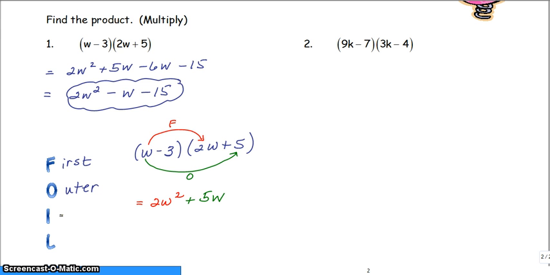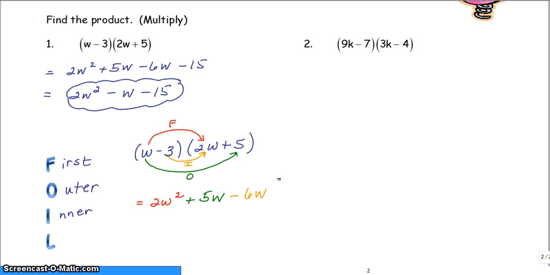Then we have the I. The next thing we did was distribute the -3. So we took the -3 times the 2w. Well, the -3 times the 2w would be the two numbers inside, the closest together inside those parentheses. And so I stands for inner. And so when we took -3 times 2w, we got a -6w.